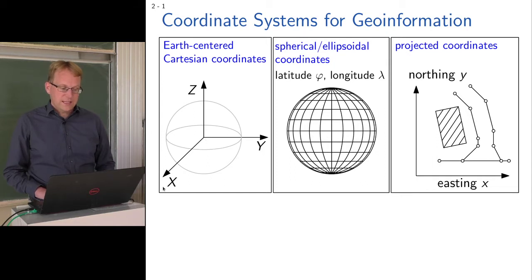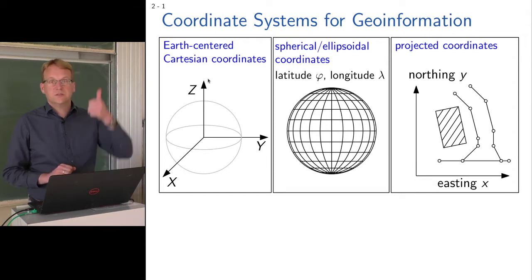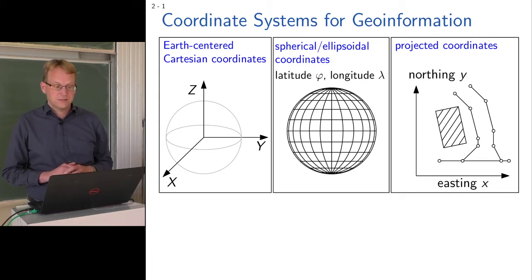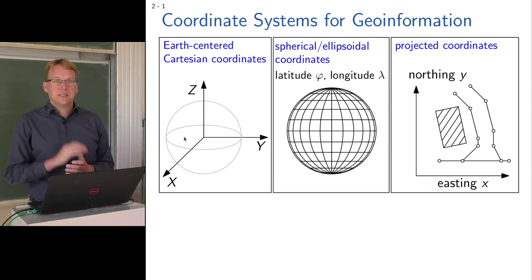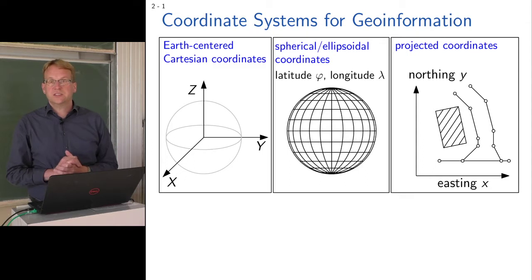Then we have the x-axis pointing towards the Greenwich meridian in the equator plane, and also in the plane of the equator we have the y-axis perpendicular to the x-axis. And then the z-axis is pointing towards the North Pole, perpendicular to both the x and y-axis. These coordinates are often used, for example, to give the position of a GPS satellite somewhere in space. Of course, there you need this three-dimensional coordinate system.